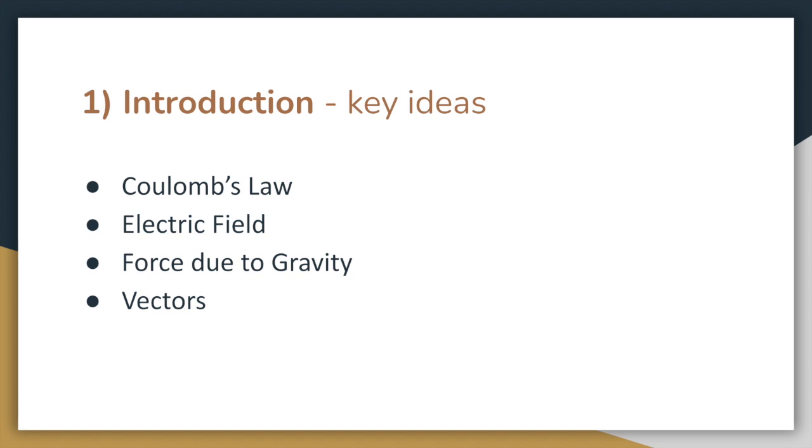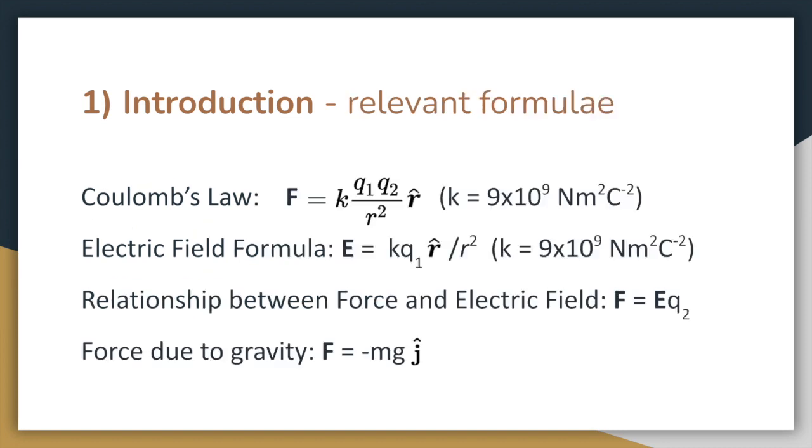The force due to gravity is an attractive force, and for this lab is simplified for use near the Earth's surface. And the last key idea is just knowing how to use and manipulate vectors, which are just a magnitude and a direction. So here are the formulae for Coulomb's law, an electric field due to a point charge, the relationship between force and electric field, and the force due to gravity close to Earth's surface. I'm not going to go over all of these formulas as they're fairly self-explanatory, but you may take a look over them if you so wish.